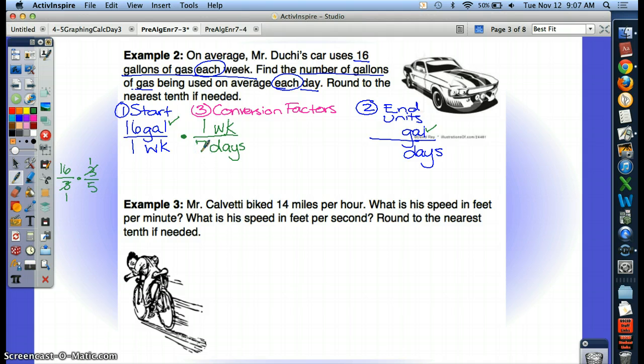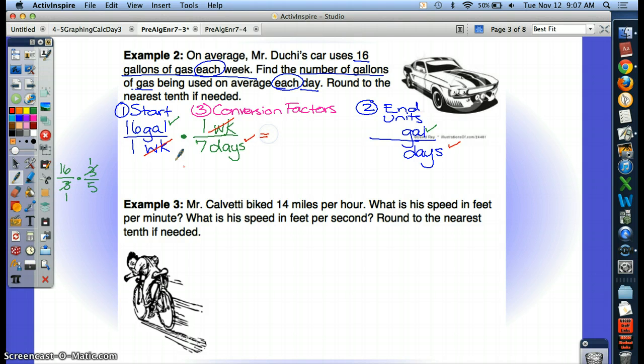Perfect. Now when we do this multiplication, like I said, we're going to cross simplify. The word week and the word week are gone. You can cross out the ones too if you'd like, but you don't need to. And we're left with days, which is what I want. Perfect. As soon as you have both of these units in the end that you want, now you multiply. So you know you're done with the conversion factors when you have both of these units.